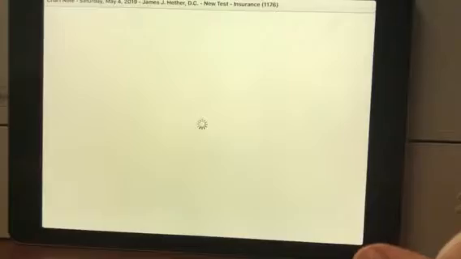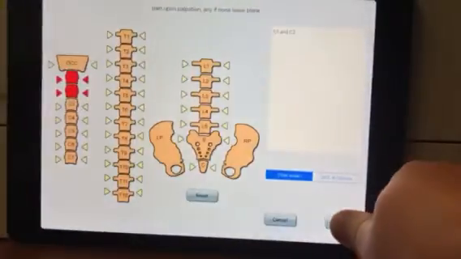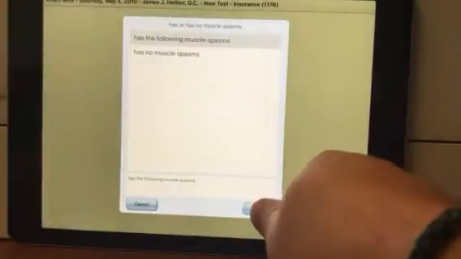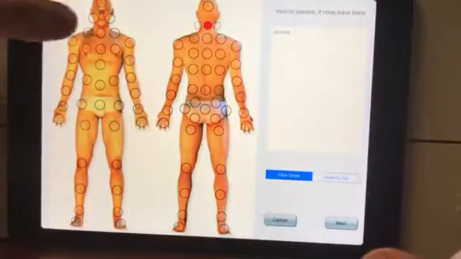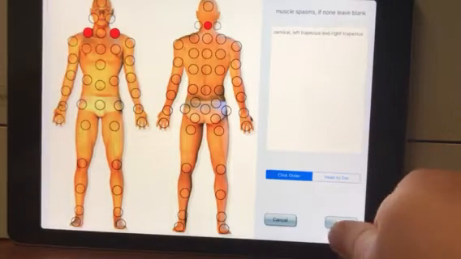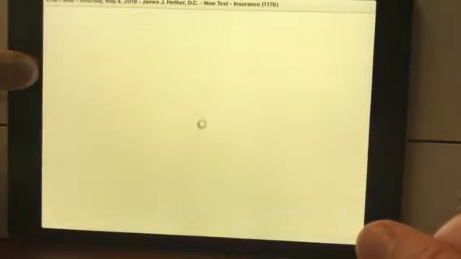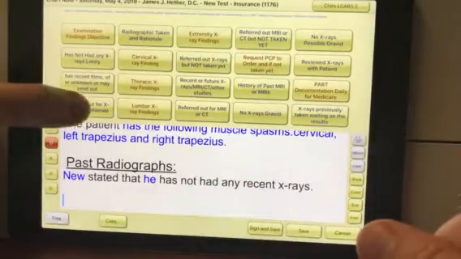With palpation, we can say that the person has tenderness at C1 and C2, and they also have some neck spasms going into the cervical, and I'm going to make these things right here be the trapezius muscles, so into the right and left traps. From there, we can ask the patient if they've had any x-rays. They've not had any x-rays, so we're going to send the patient out for some x-rays.